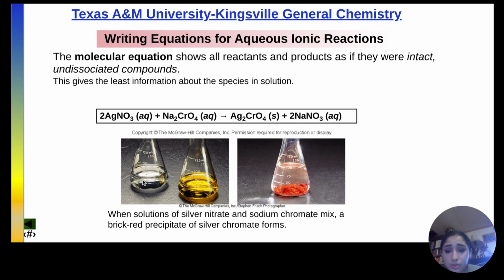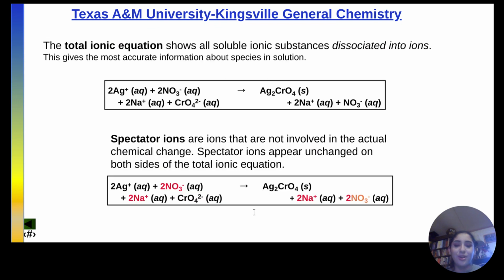We started off with two aqueous solutions though, so we've made a solid out of this reaction, which I'm pretty sure we go over later. There are precipitation reactions that happen like this. So when solutions of silver nitrate and sodium chromate mix, a brick-red precipitate of silver chromate forms. So we have a reaction going on here.